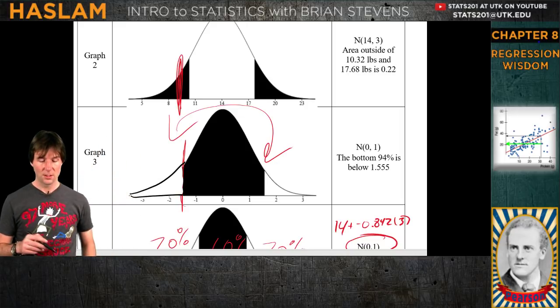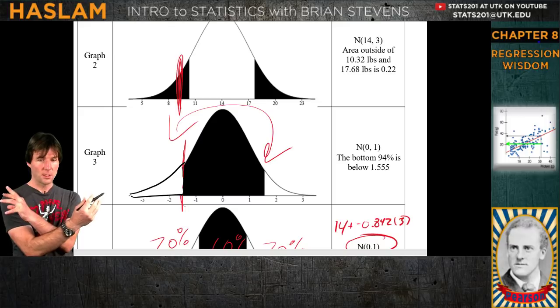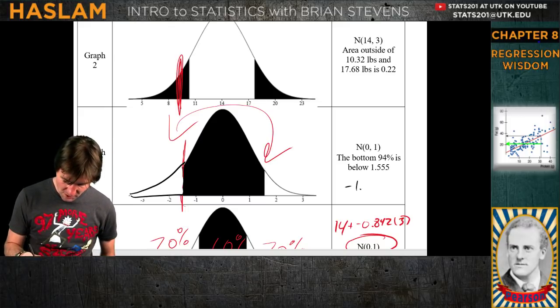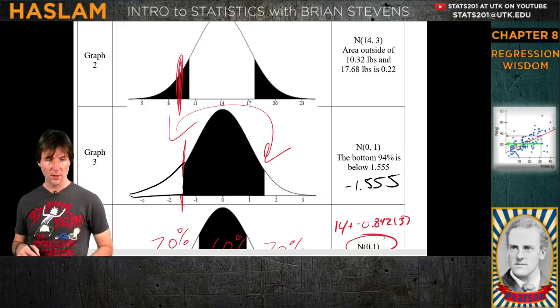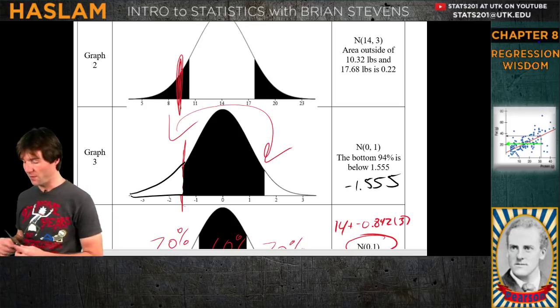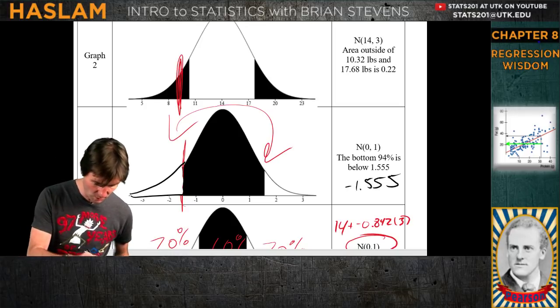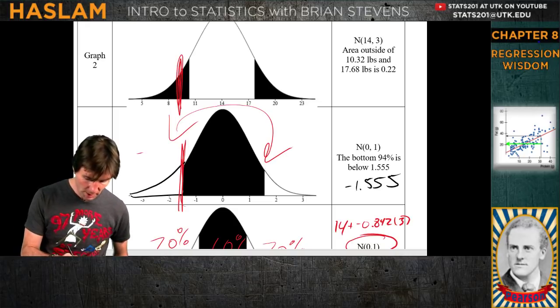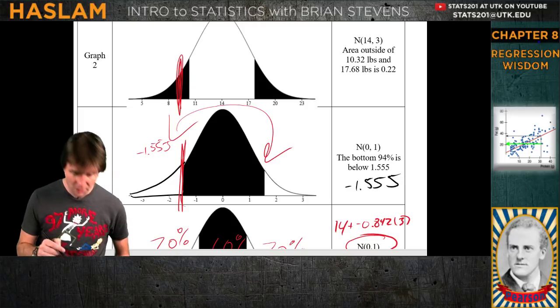Do you see it? That's the spot I want. But how about this? Let's confirm that, because the negative z-score would be 1.555. Does everyone see that right there? Negative 1.555 is where this mark I put right there is. This spot is a z-score of negative 1.555. And what would the observation be?